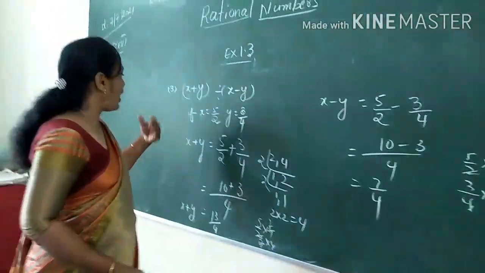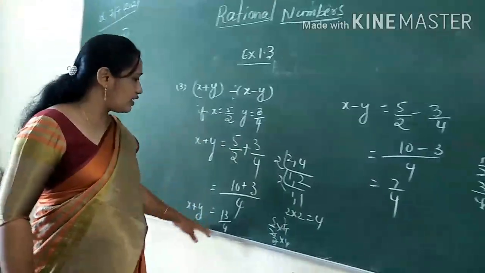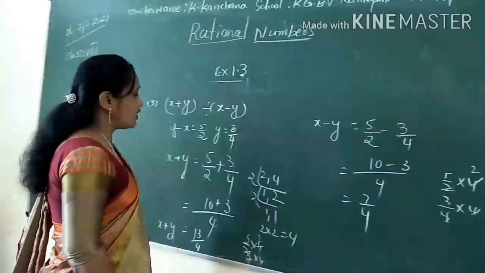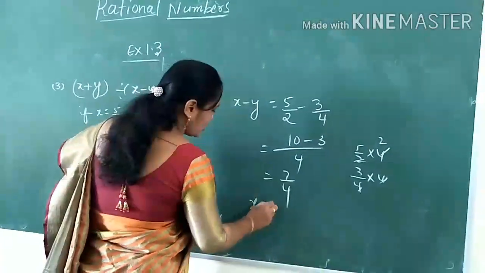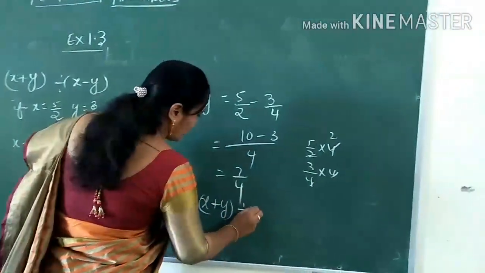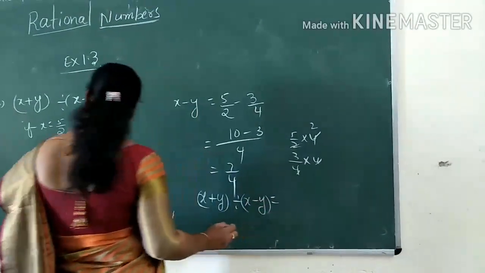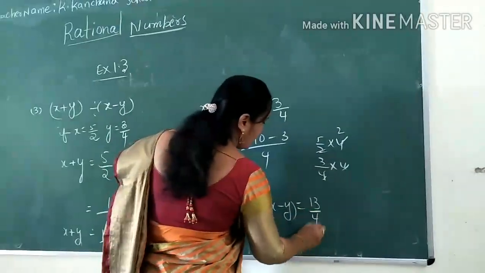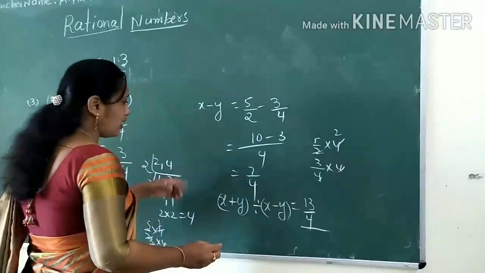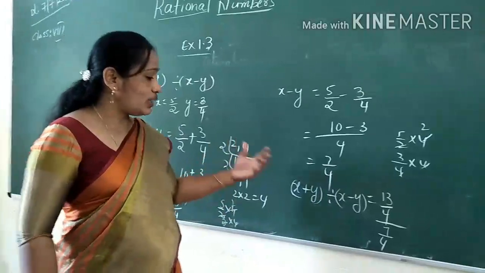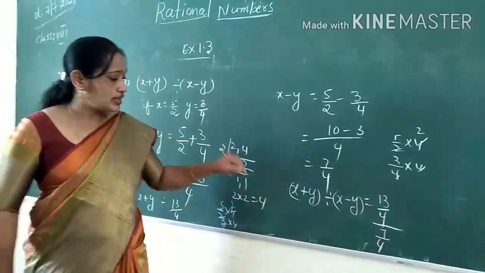So now already we know x plus y is 13 by 4 and x minus y is 7 by 4. Now finally we calculate x plus y divided by x minus y. What is the x plus y value? 13 by 4, and the x minus y value is 7 by 4. So we have 13 by 4 divided by 7 by 4.